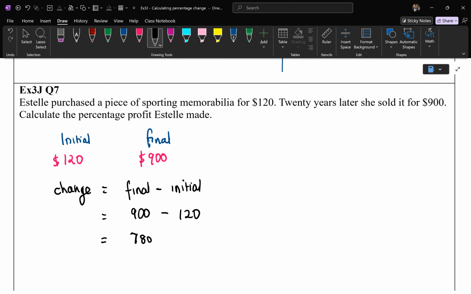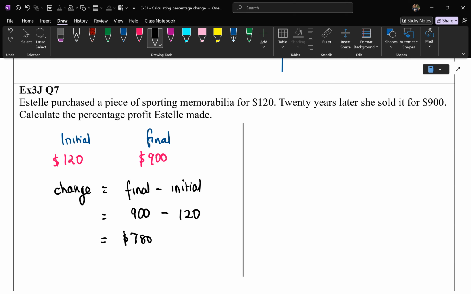$780, beautiful. Notice it's positive, hence profit, because it's positive means you're not losing. So you gained $780. We want to know what this is as a percentage. How do we change it to a percentage? We need a proportion.